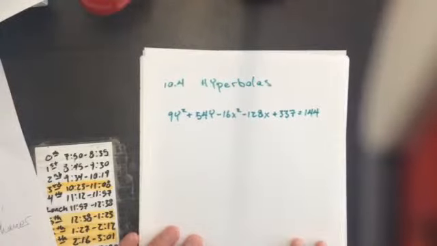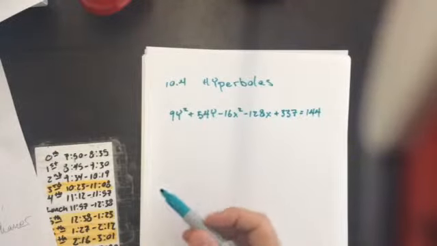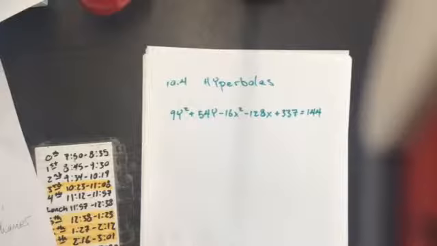Alright, in this video, hopefully you already watched the other two because I'm just going to do completing the square in this one. So all the parts of the hyperbola won't come through on this. For completing the square, we're going to follow the same steps that we did before.